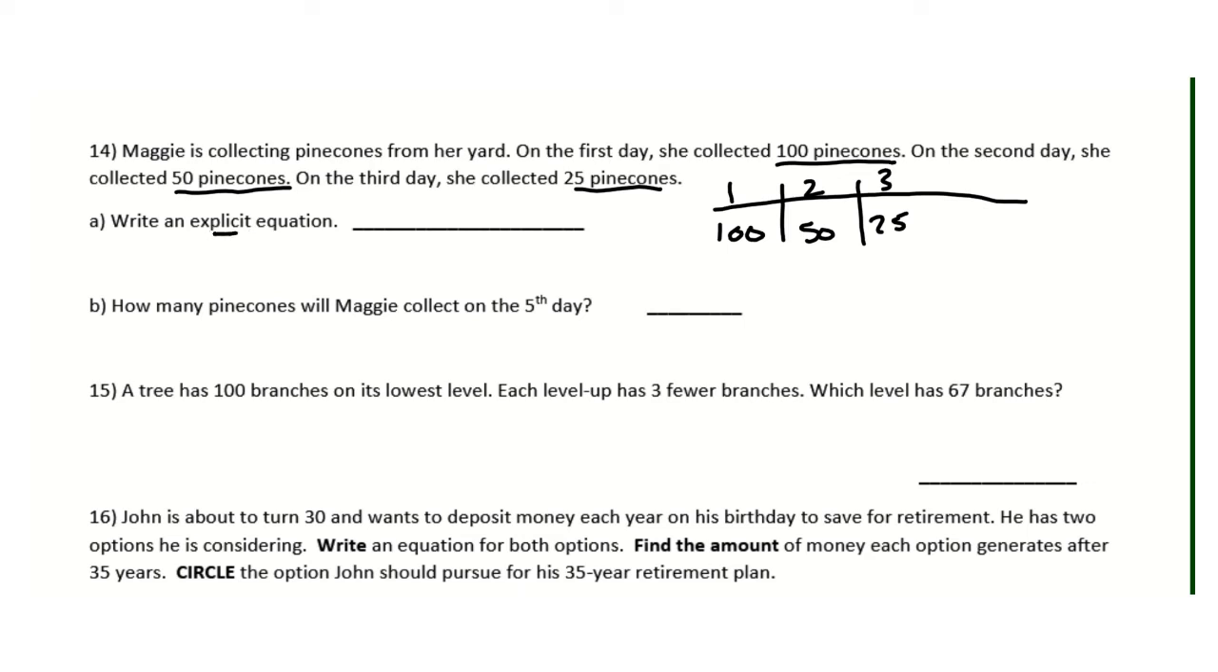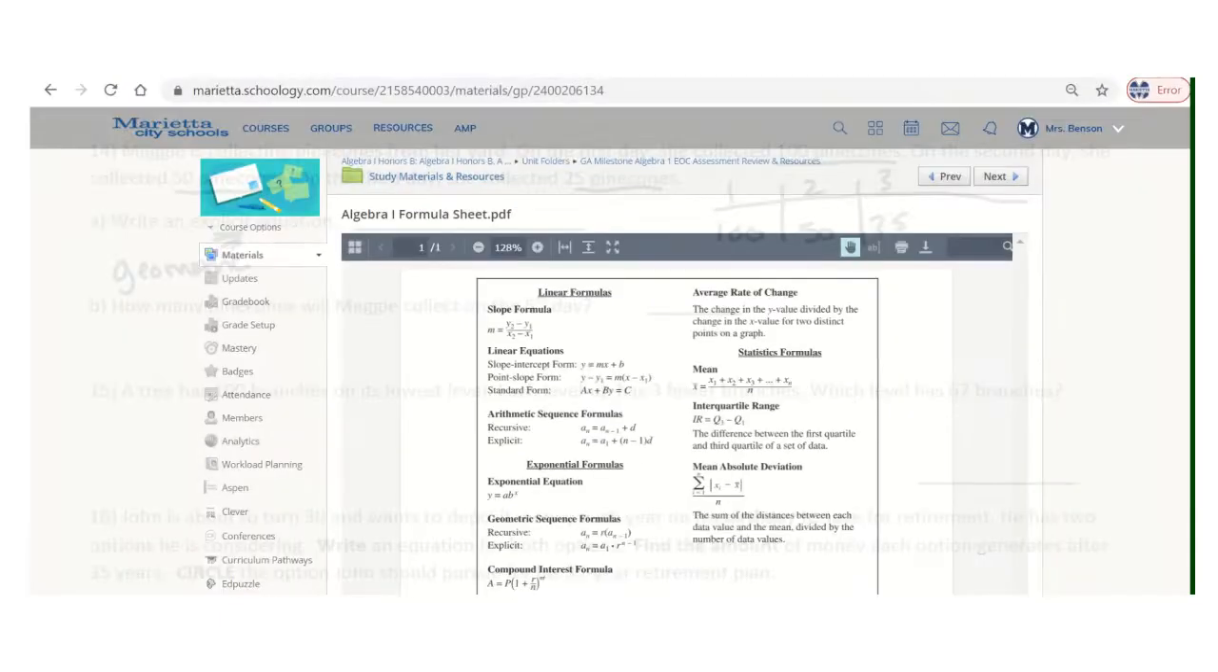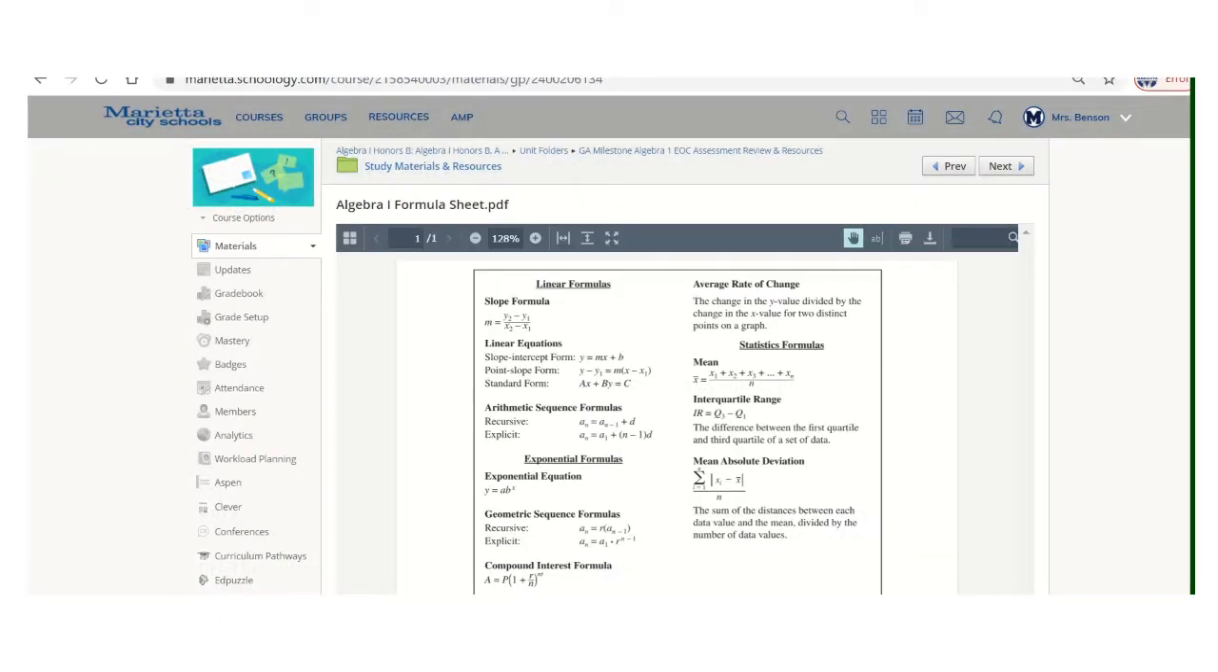Here it's asking for an explicit equation. When we talked about explicit, we were talking about arithmetic sequences and geometric sequences. When I see this pattern, here I'm cutting it in half every time. So when I do that, I know it's a geometric sequence because we're multiplying or dividing every time. If you look at your formula sheet, your explicit formula for geometric sequences is right here. And so that's the formula that I'm going to be plugging into.